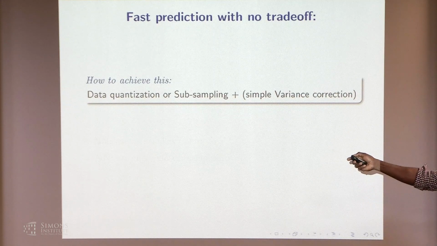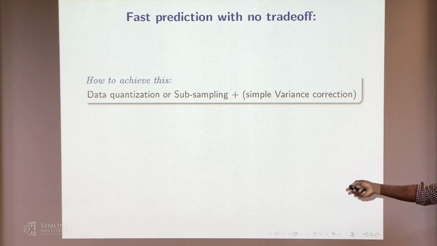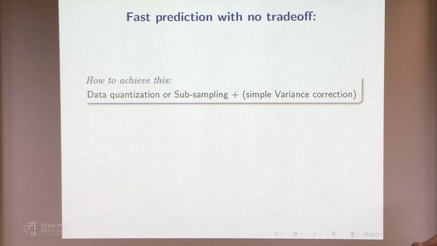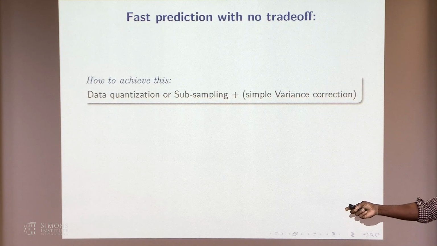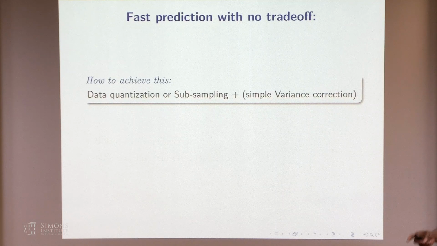So reduce the data: quantization or subsampling. So reduce the data set. However, while you reduce the data set, you can imagine right away that the variance of the predictor goes up. So we'll then do some simple variance correction. It turns out the variance correction that we will apply is actually so simple, but it works. And then we show that now we can do this in time log n and yet get exactly the optimal accuracy, the optimal accuracy in terms of the original sample size, not in terms of the reduced sample size.